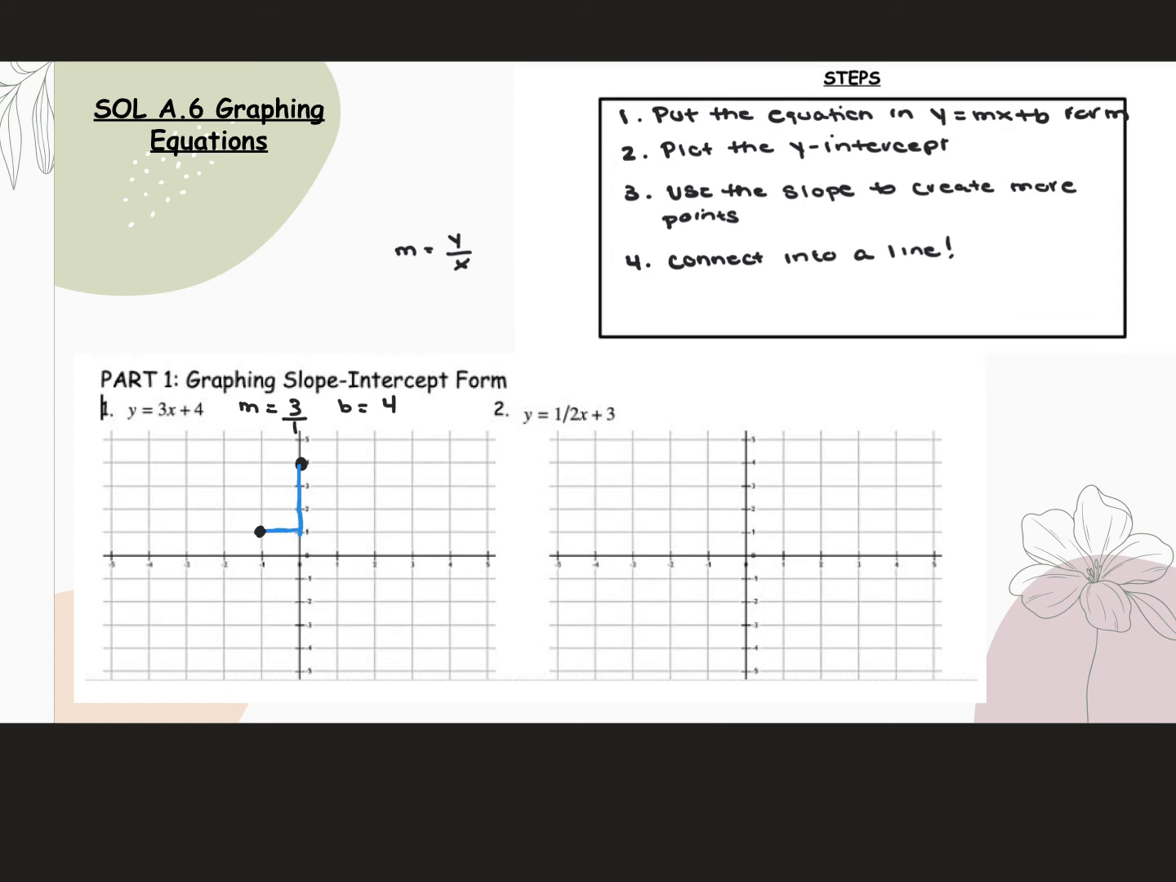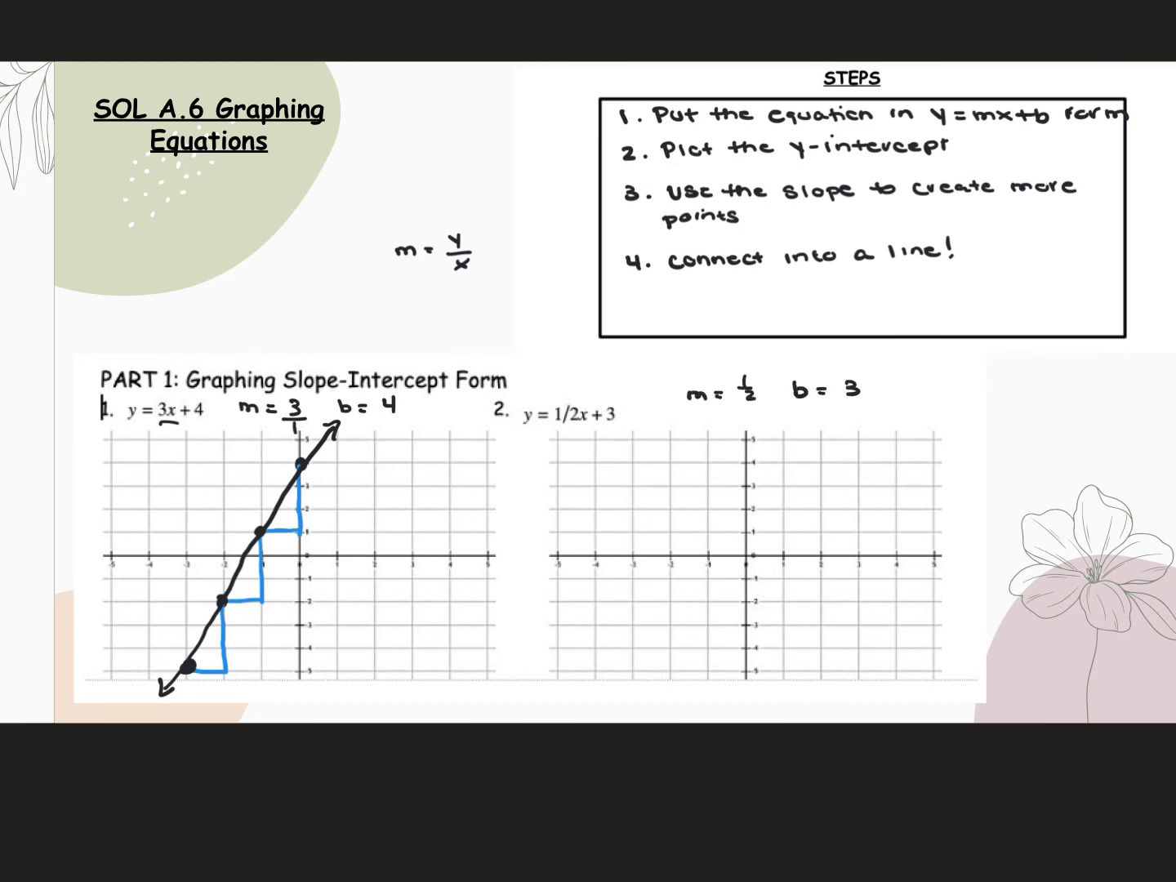So I'm going to go down 3 again, and then to the right 1, down 3, and to the right 1. All right, so you'll see that when I connect my lines, my graph is increasing from left to right because my slope has to be positive because my slope is a positive 3. All right, looking at the next example, my slope is 1/2.